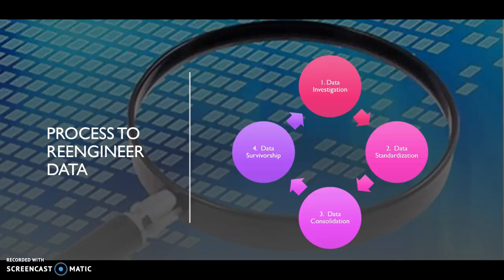The third thing you do to re-engineer data is data consolidation. Once you have quality data, you keep it in one area so you know where to pull from, where to extract from. And the last is data survivorship, just maintaining the quality processes that you put in place that led to quality data.